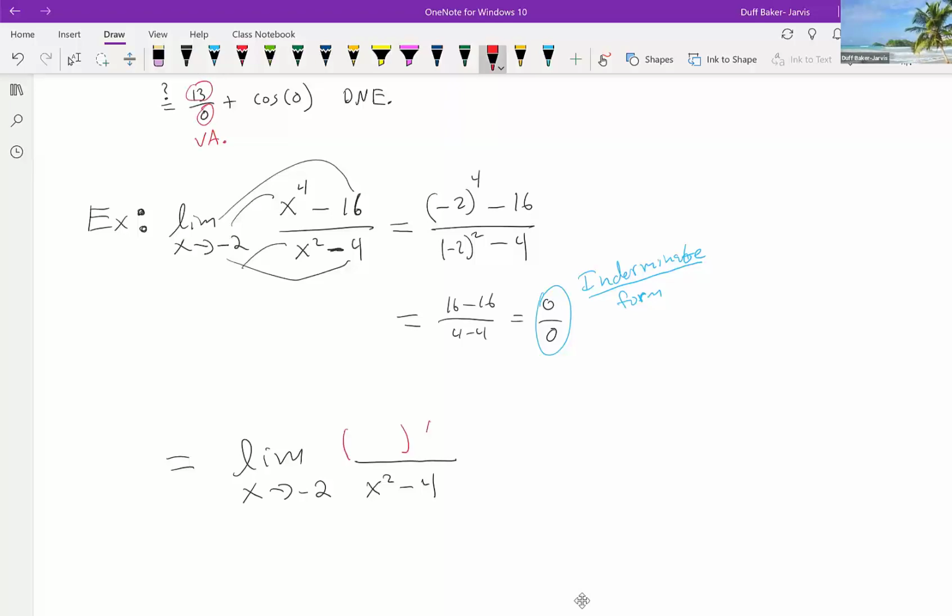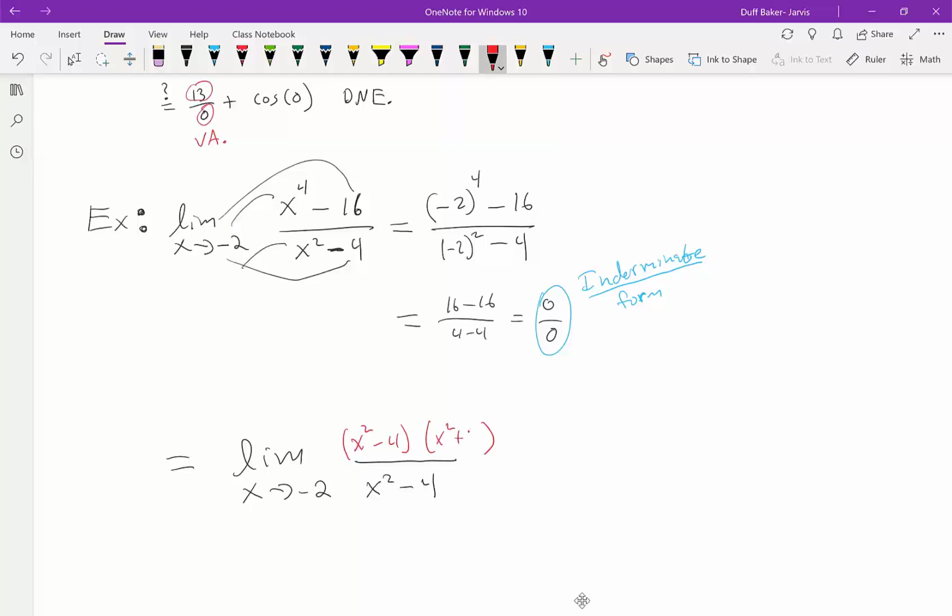So I'd like to have two factors. What should the first factor be? On top, it would be x squared minus 4 and x squared plus 4. Right.